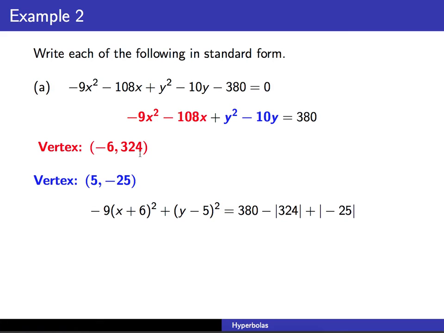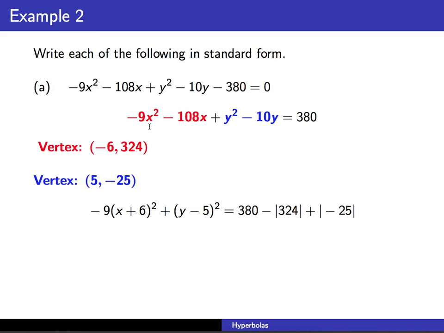However, with the absolute value of 324 and the absolute value of negative 25, because the x term had the negative in front, the negative 9, that means the absolute value of 324 we're going to subtract from our 380 and not add it.